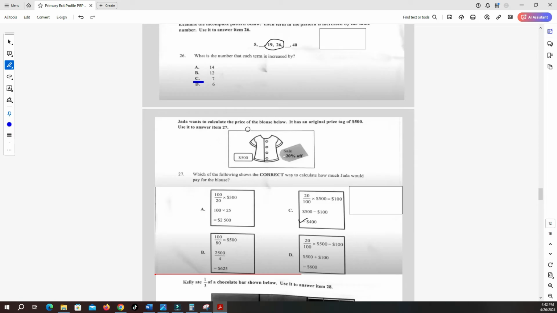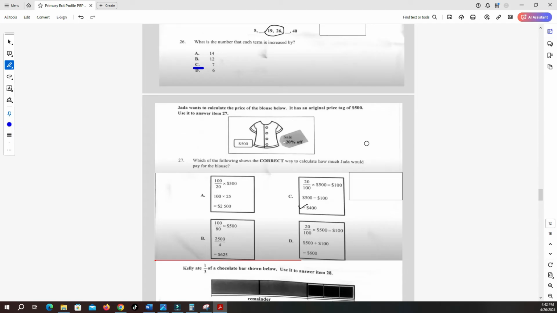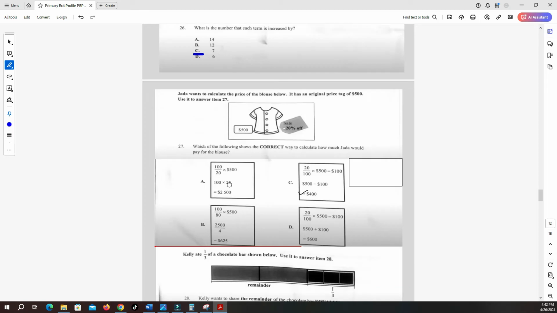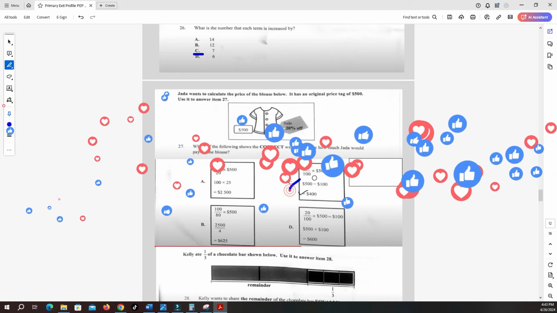Jada wants to calculate the price of the blouse below. It has an original price tag of 500. Use it to answer item 27. Its original price tag is 500, sale 20% off. So you need to get 20% of 500 and take it away from 500. So let me see, this is 100 over 20. Nah. B. I think this is 20% of 500. So C is correct.